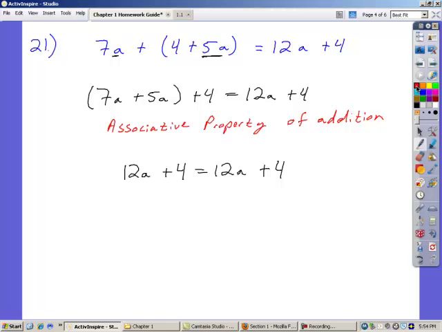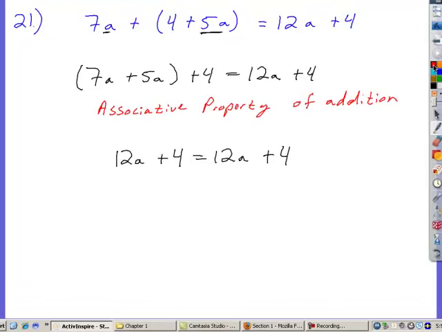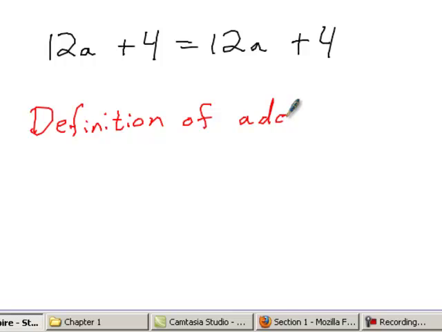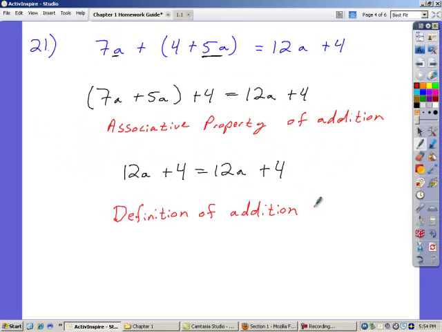But again, we have to justify our steps. So what did I do? I added 7A and 5A to get 12A. So we're going to put down the definition of addition. And that is what they're looking for in these. So you're going to be given a problem to start with.